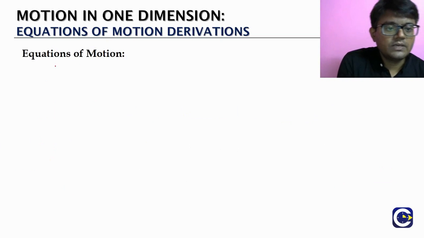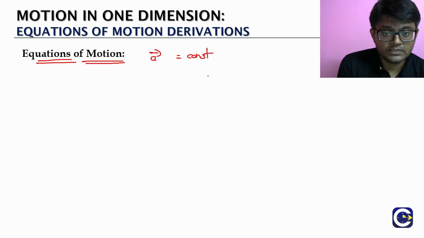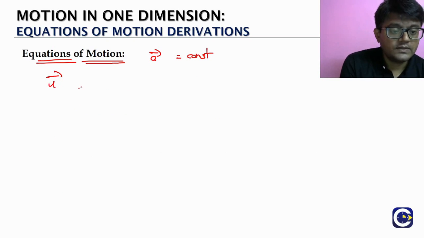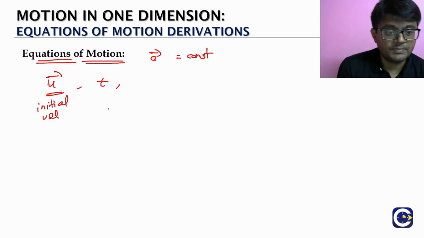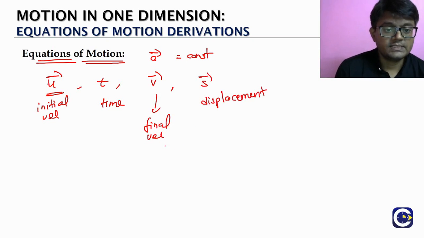Okay, so just to give you the context of what these equations of motion are: if we have constant acceleration, then we call it uniform acceleration motion. In uniform acceleration motion, we have the parameters of motion: the initial velocity, which we generally represent by the symbol u bar. We are putting a bar because it is a vector. Then we have the time for the journey, and the final velocity. V generally represents the final velocity, then the acceleration, and the overall displacement. So S represents the overall displacement of the object during the journey time t.